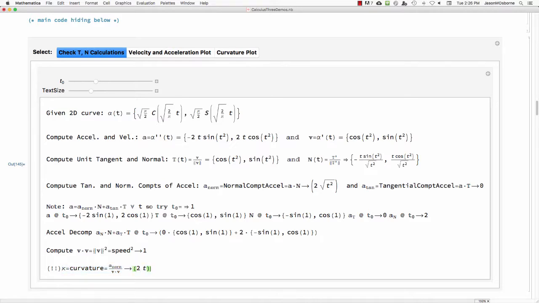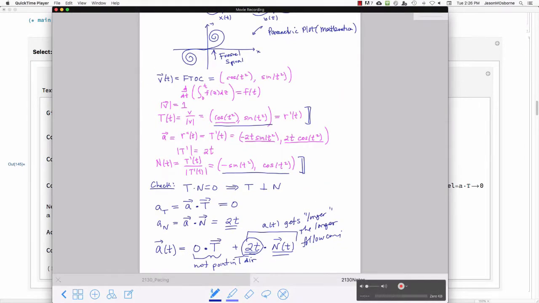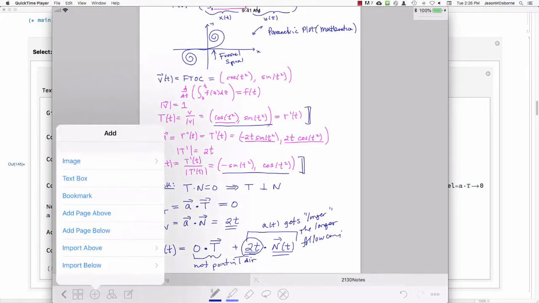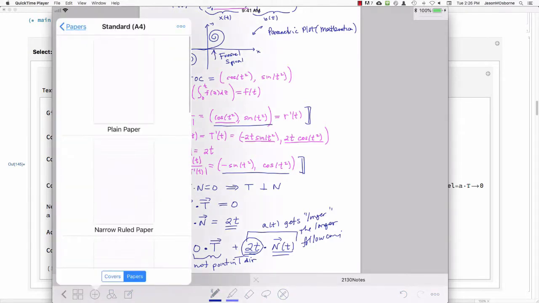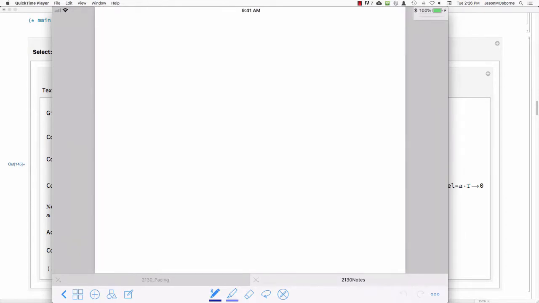Now there is a separate computation here that I want to point out, the concept of curvature. We could spend a full course on this topic. This course would be called differential geometry. But you could spend a lot of time, so let me define the curvature, add a page below.